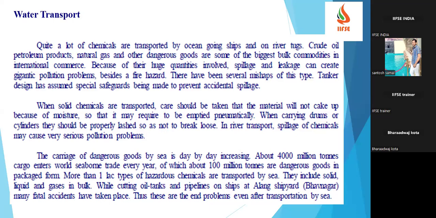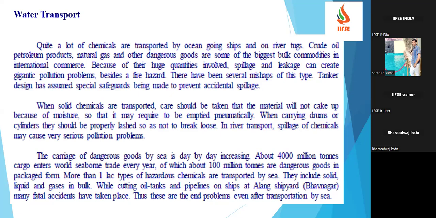Then, as I mentioned, spillages are very dangerous. It leads to very serious pollution problems. The carriage of dangerous goods by sea is increasing day by day. About 4,000 million tons of cargo enters worldwide seaborne trade every year, and in that about 100 million tons are dangerous goods, from more than 1 lakh types of chemicals transported by sea.